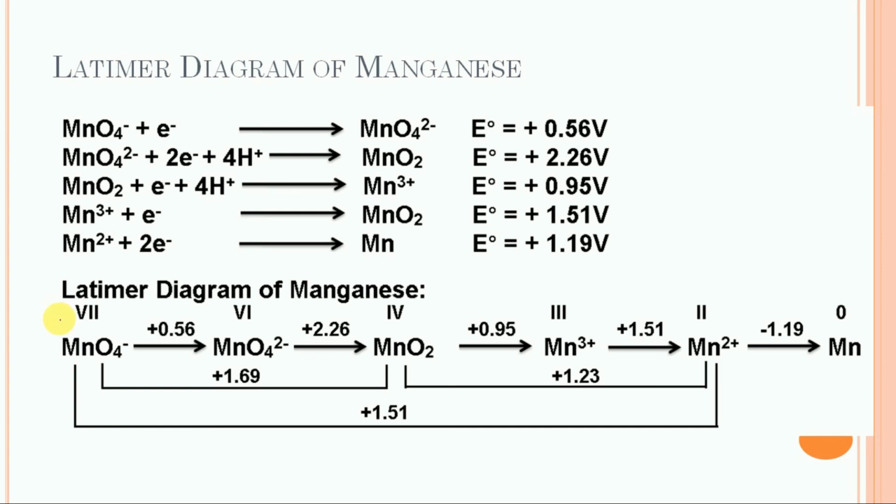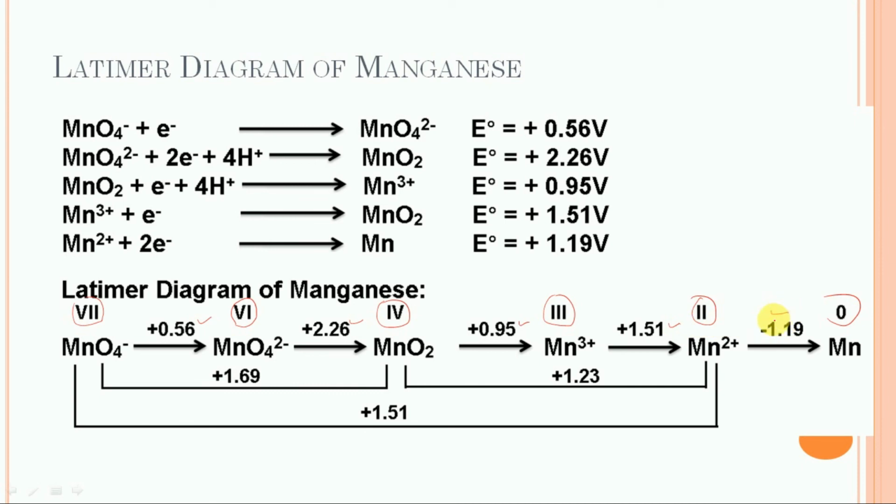The highest oxidation state is written on the left hand side. So this one is the oxidation state 7. It will change into manganese with oxidation state 6, then oxidation state 4, oxidation state 3, 2, and the final product, that is 0. And these are the corresponding electrode potentials for these changes.